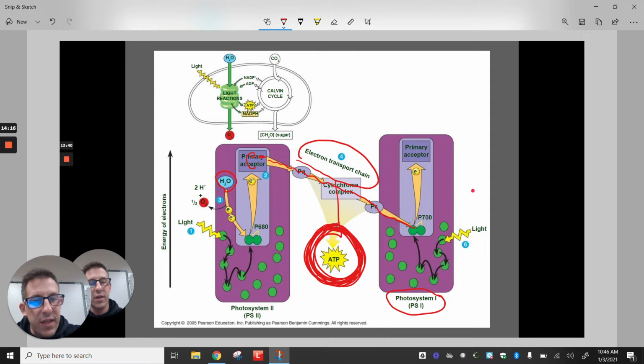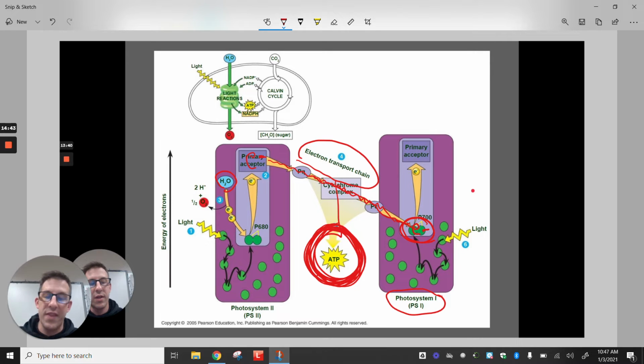So at that point, the electrons work their way through that chain, and they are actually then passed directly to photosystem 1. And they sit in photosystem 1's chlorophyll A. That's what we see right here. Let me get rid of this. This right here is chlorophyll A of photosystem 1. And those electrons sit there.